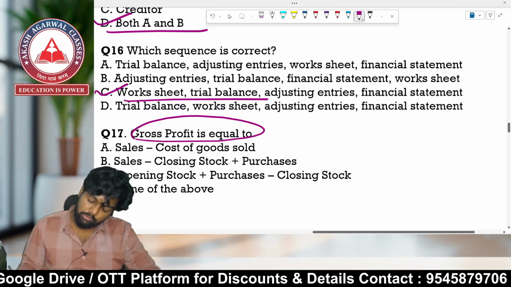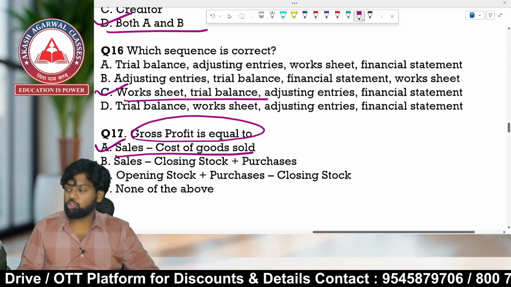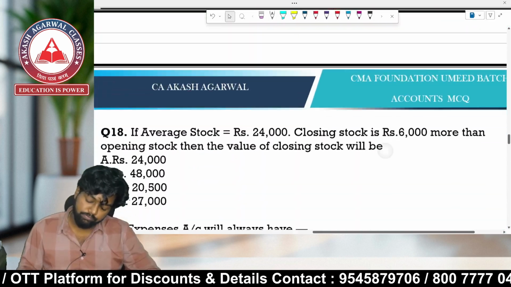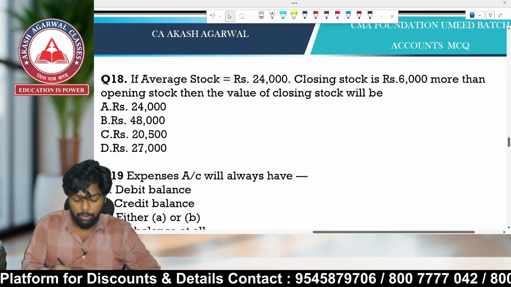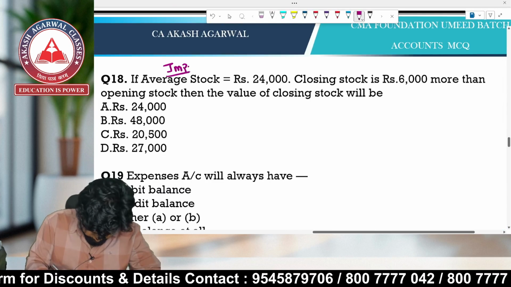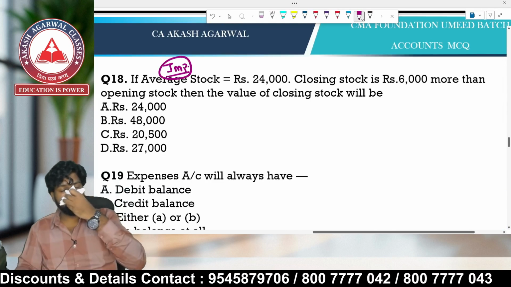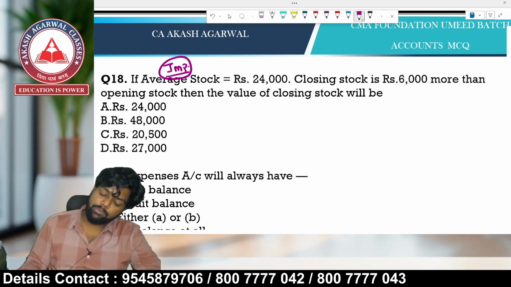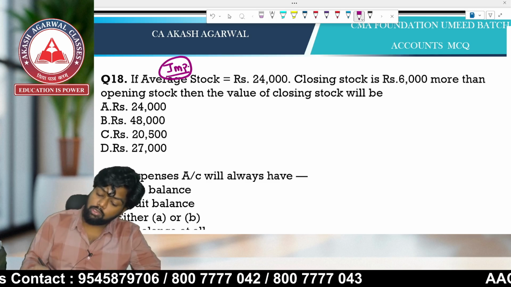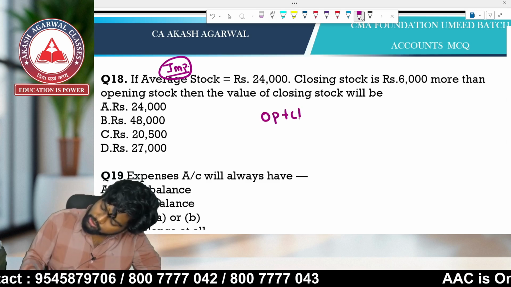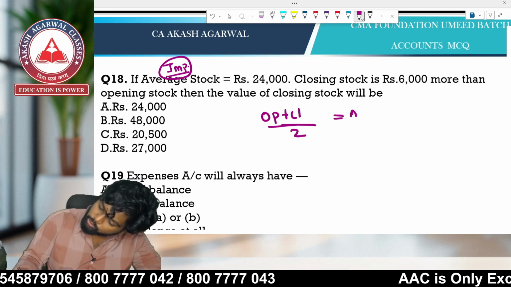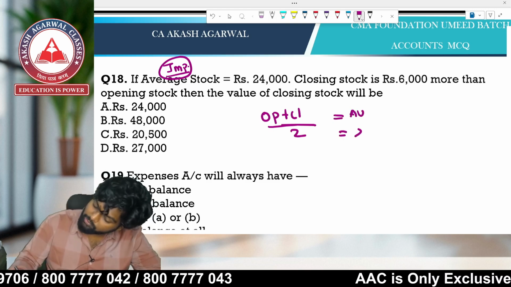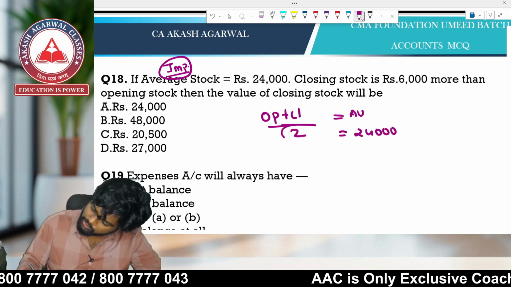Gross profit is equal to what? Sales minus cost of goods sold. Important. If average stock is 24,000 and closing stock is 6,000 more than the opening stock, then what is the value of closing stock? Opening plus closing divided by 2 is equal to average. We have been given the average stock of 24,000. It is divided here.